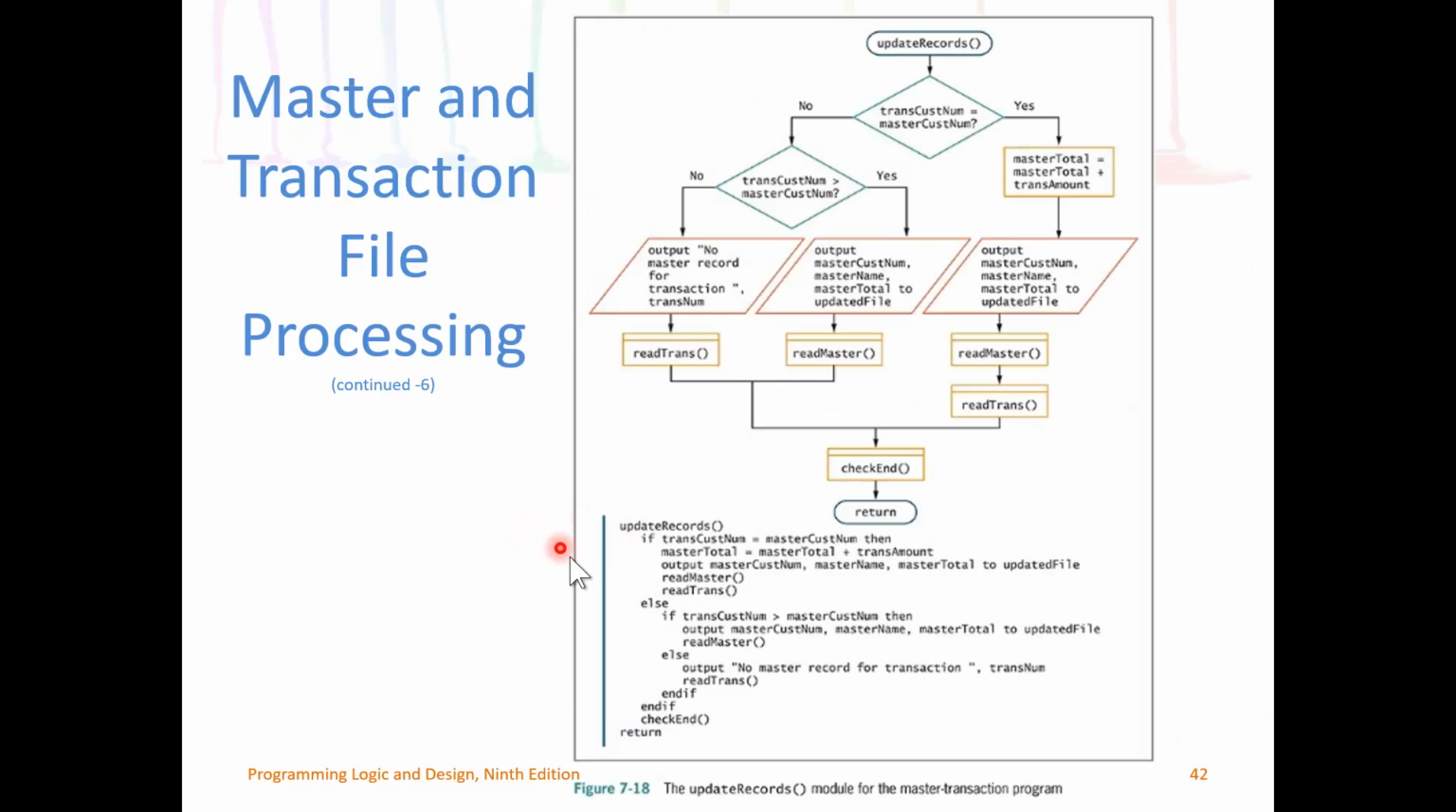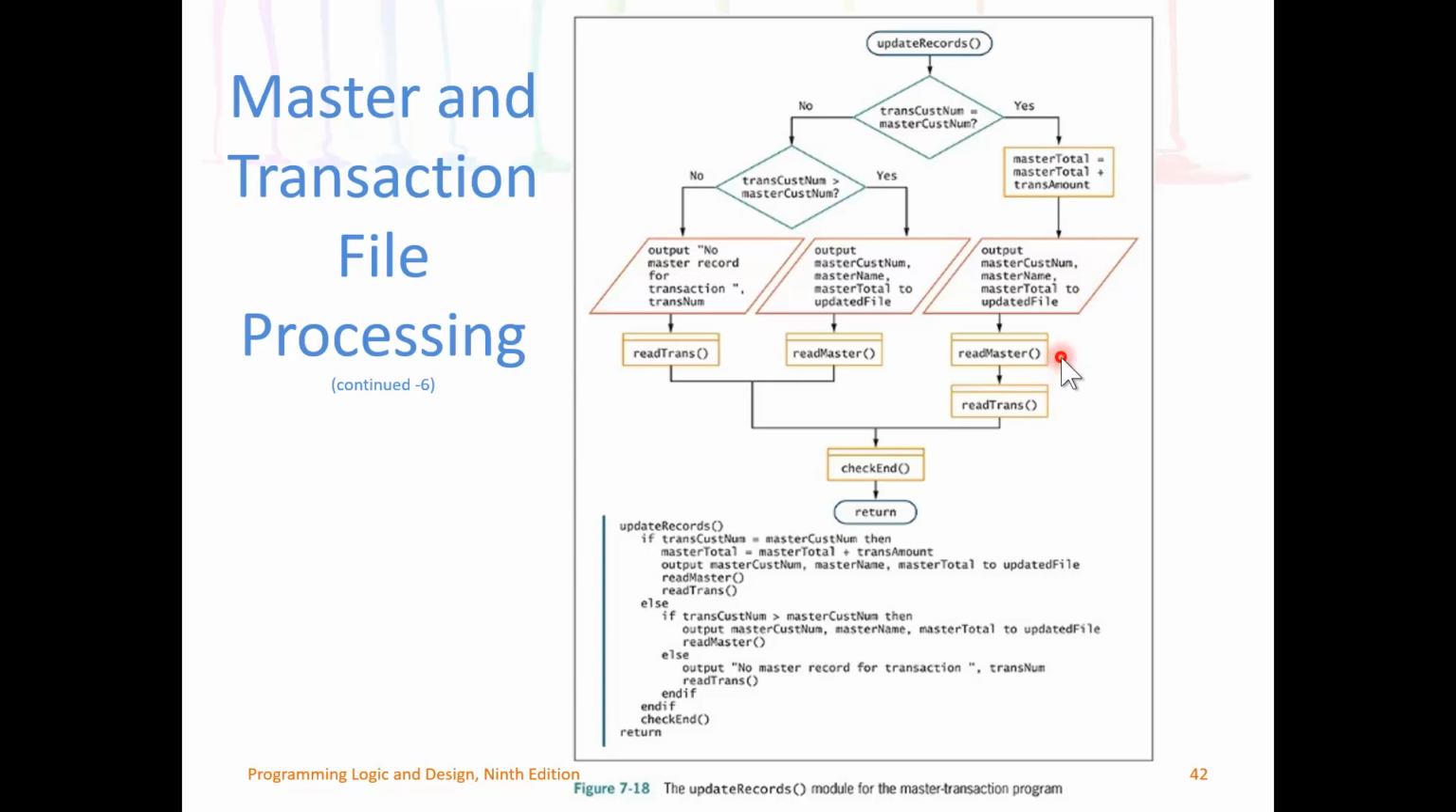Now, our processing is going to be a little involved, but basically, if the transaction customer number we just read from the transaction file is equal to the master, we're going to add it to the total and write a record out.